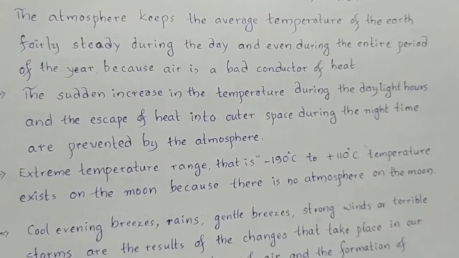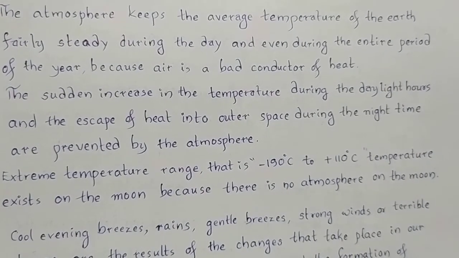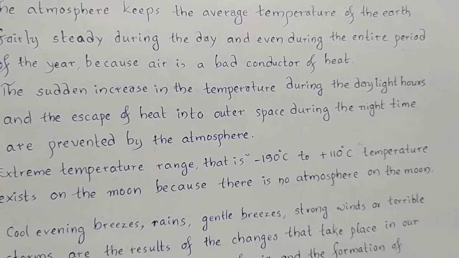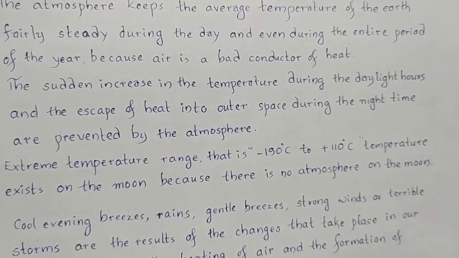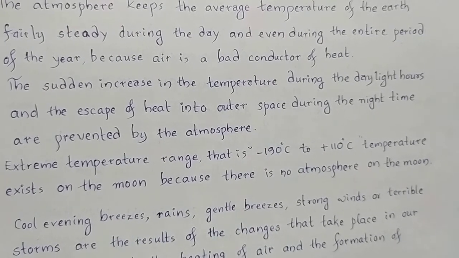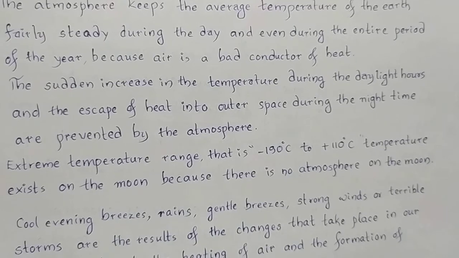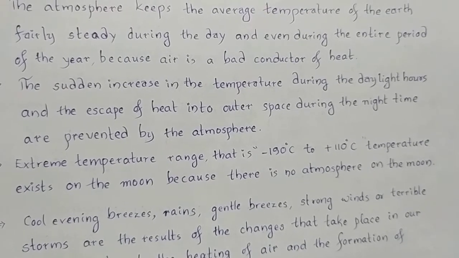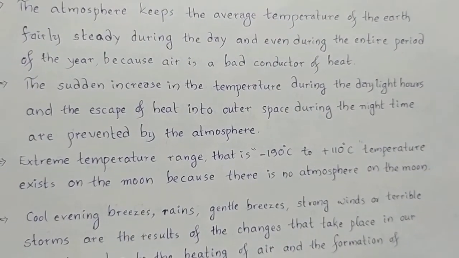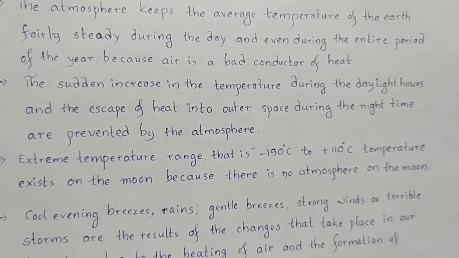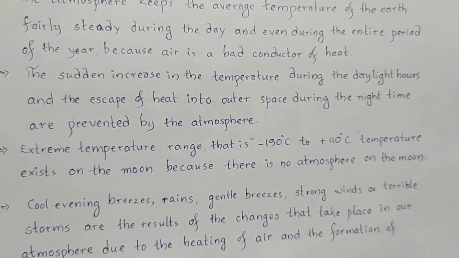The sudden increase in temperature during the daylight hours and the escape of heat into outer space during the night time are prevented by the atmosphere, as we have just discussed. An extreme temperature range, from minus 190 degrees Celsius to plus 110 degrees Celsius, exists on the moon because there is no atmosphere on the moon. See, on the moon there is no atmosphere, so extreme temperature range is present there. Right?